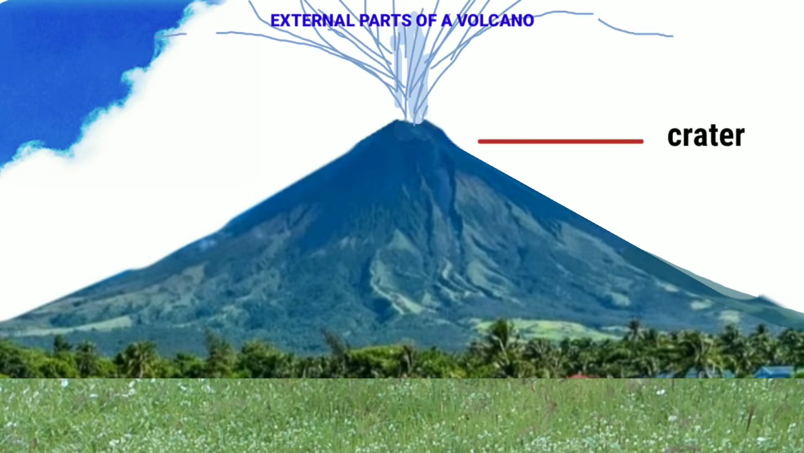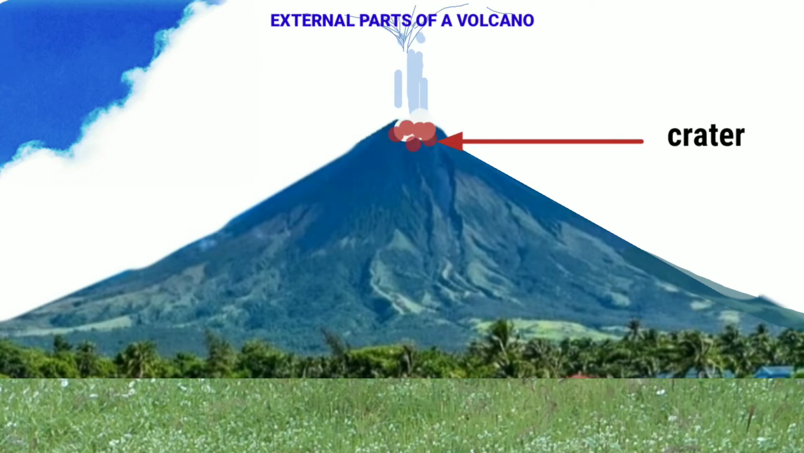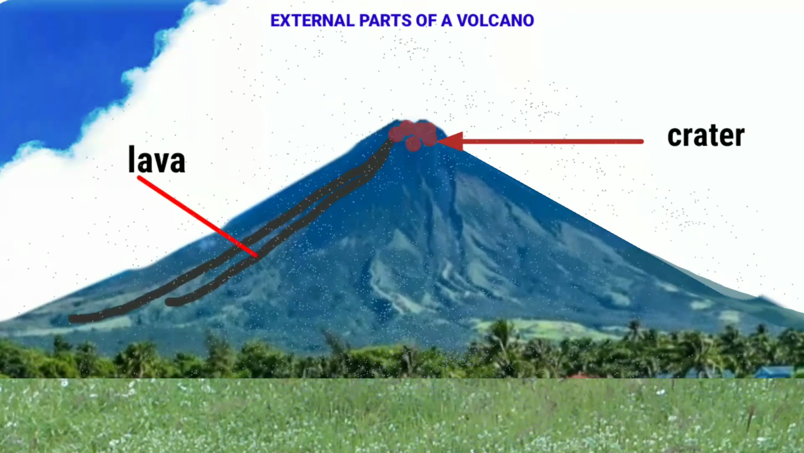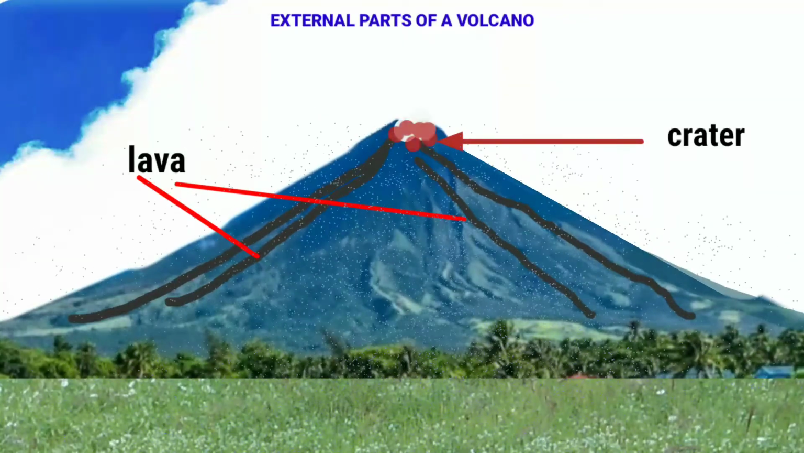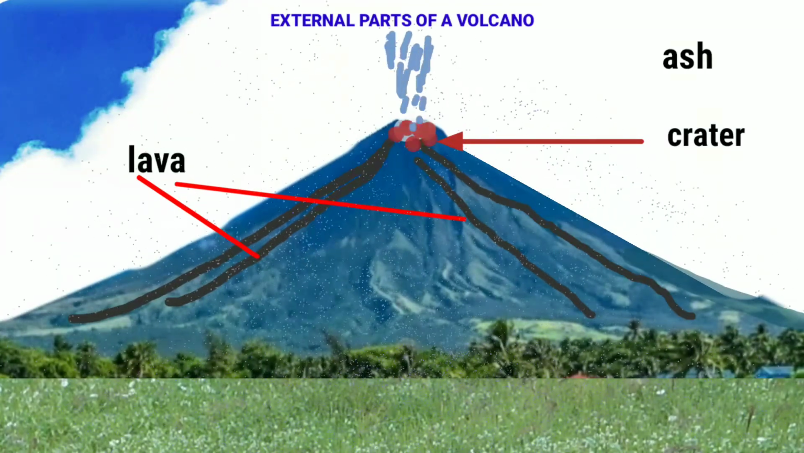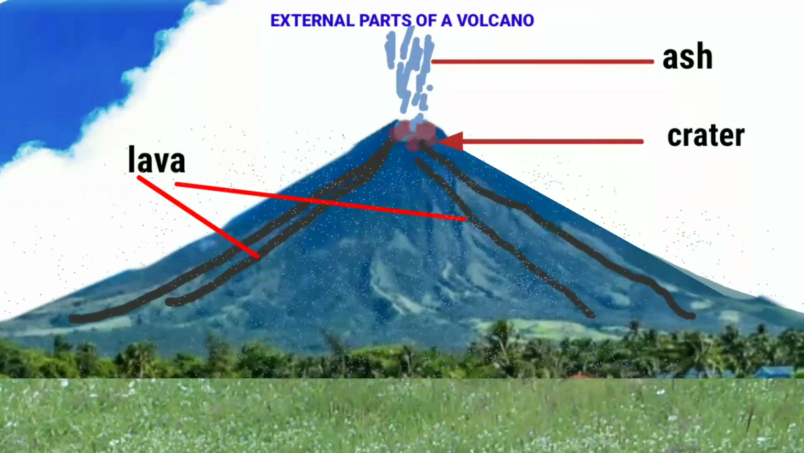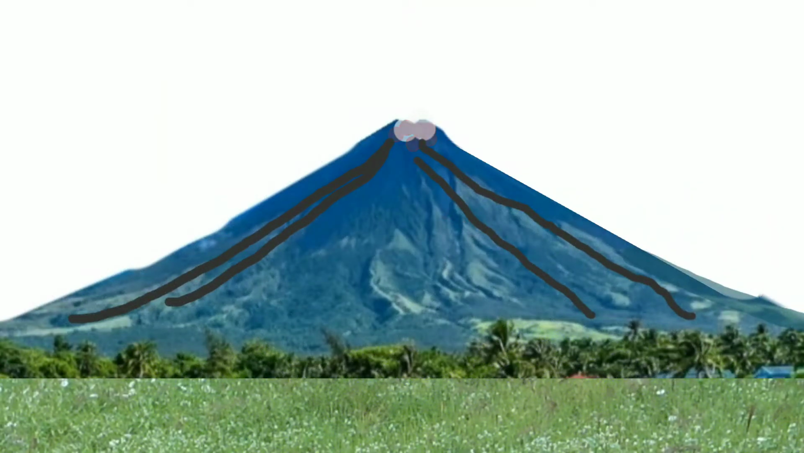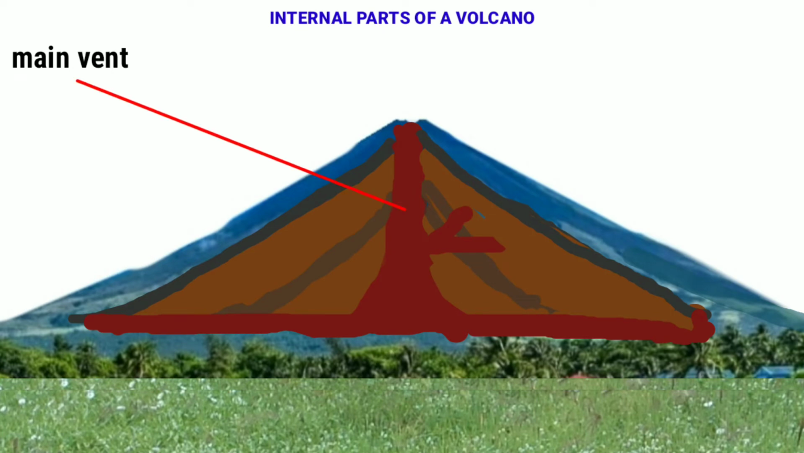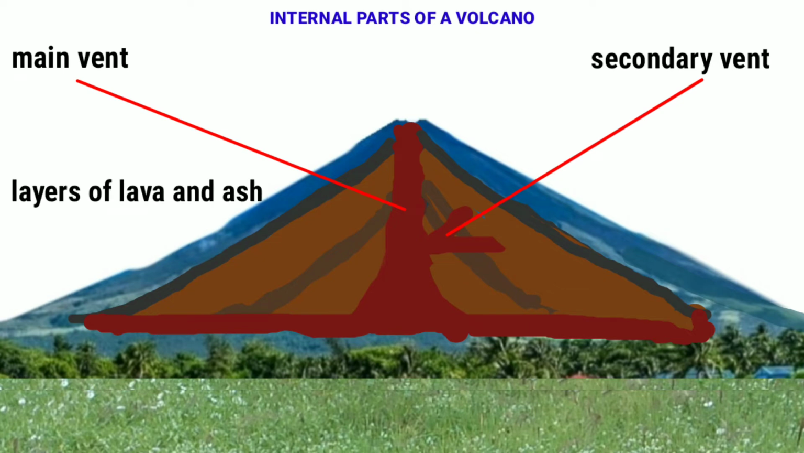Crater. Lava. Ash. Main vent. Secondary vent. Layers of lava and ash. Magma. Magma chamber.